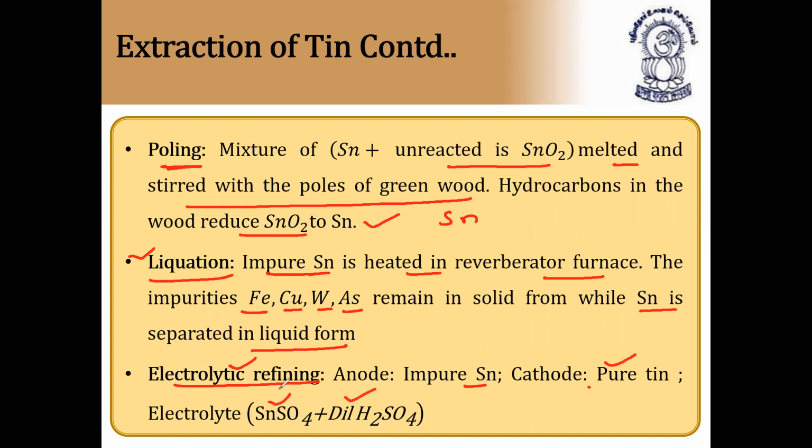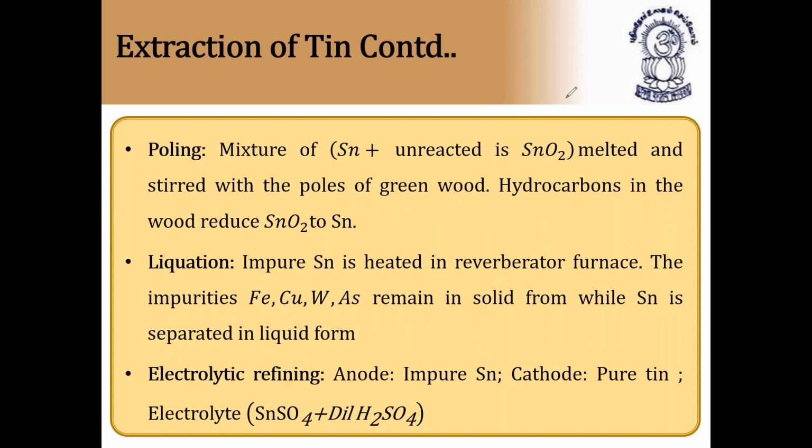So these are the steps involved in the extraction of tin. Very, very simple. What is the first step we have to do? The first step is concentration of tin by means of electromagnetic separation. Second step, roasting of tin.